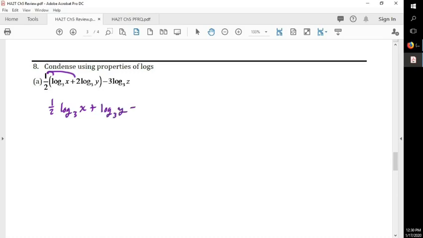And then I have a 3 log base 3 z. All right, so now what I want to do is get rid of all of the coefficients on each log. Because when you're condensing, you want to write it all the way down to 1 log. Right now there's 3 logs. We can't do that. Okay, we want just 1 log.